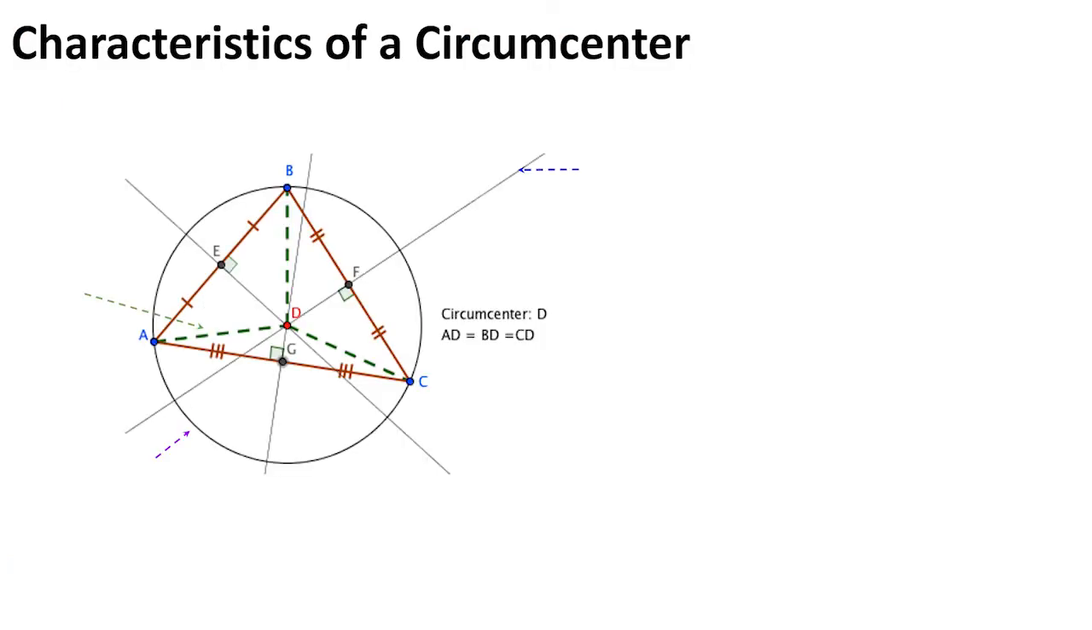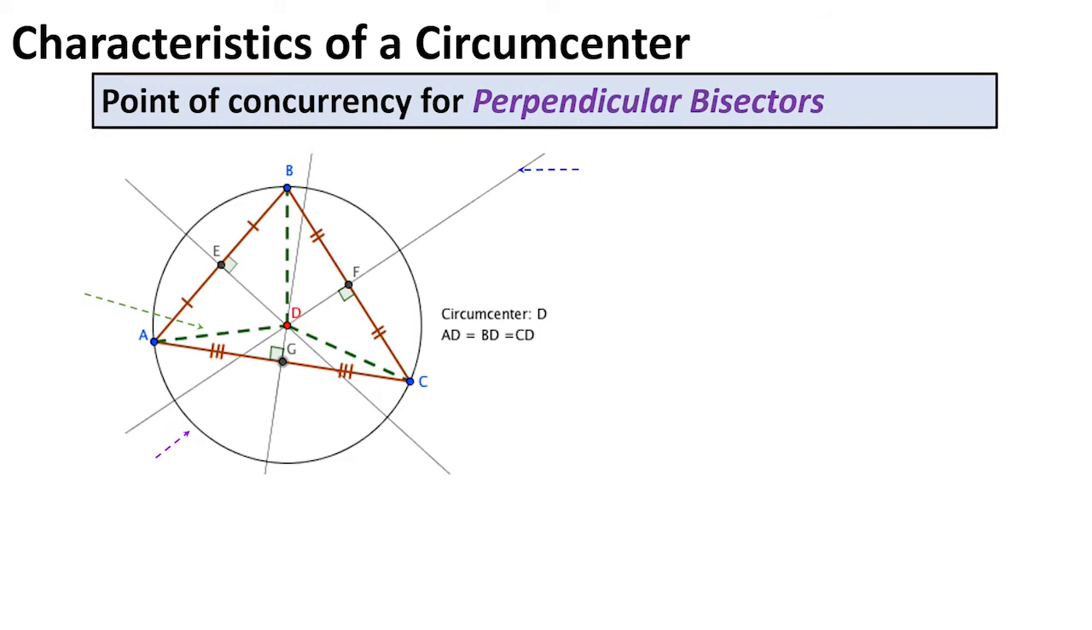All right, so a few more characteristics of a circumcenter. Of course, we know that it is the point of concurrency for perpendicular bisectors. So these are our perpendicular bisectors here: DF, DG, and DE, right here. Hopefully you can see that.